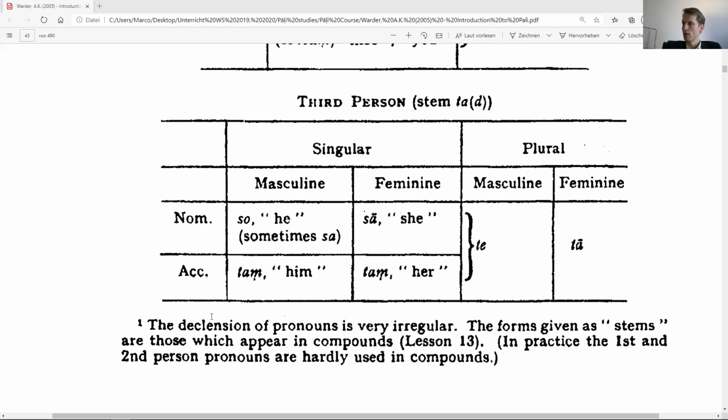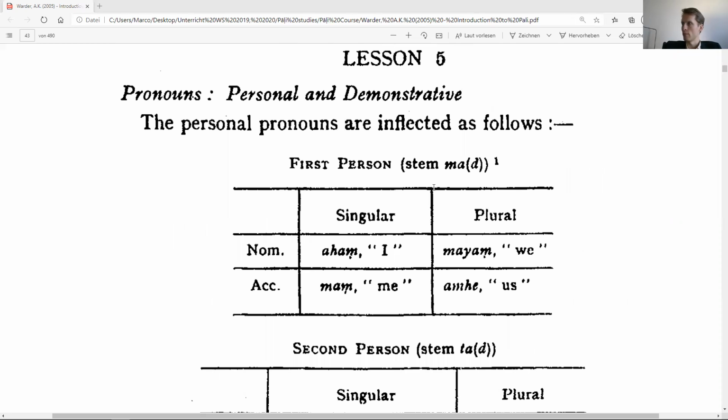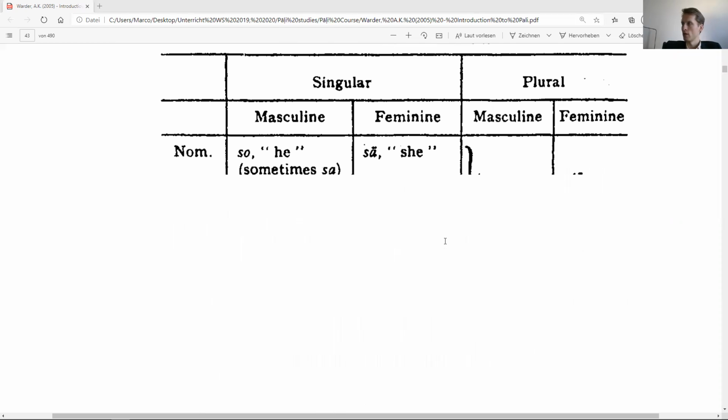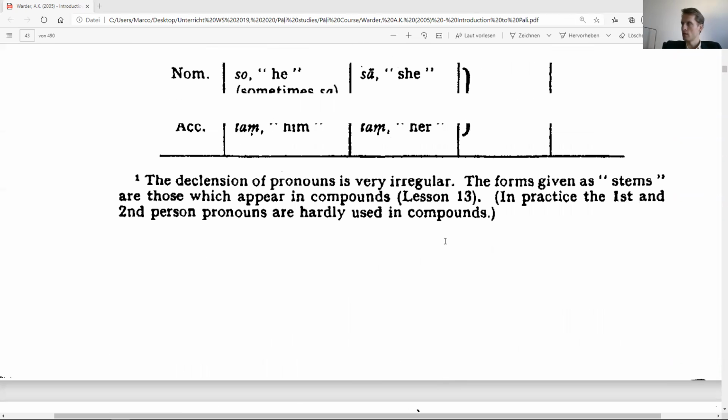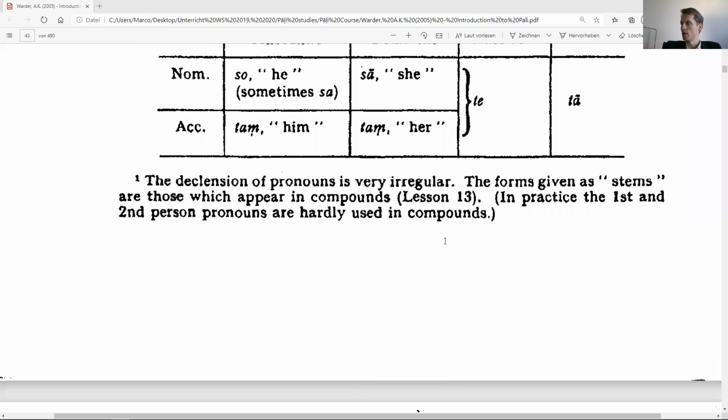By the way, the declensions of pronouns is very irregular. The forms given as stems, so the stems is, for example, ta and tat, and ma and mat. The forms given as stems are those which appear in compounds. In practice, the first and second person pronouns are hardly used in compounds.